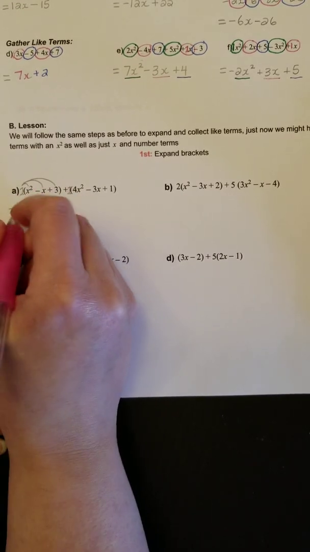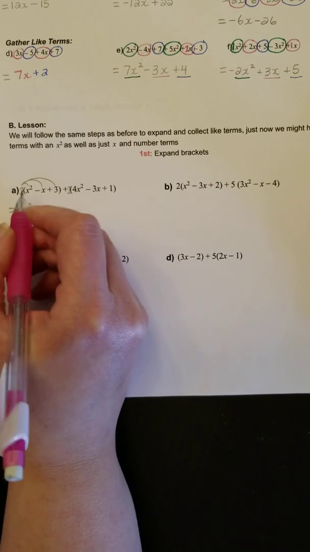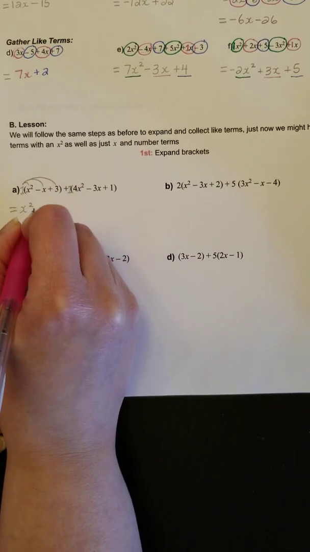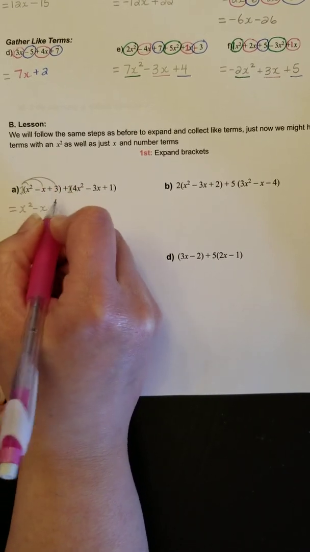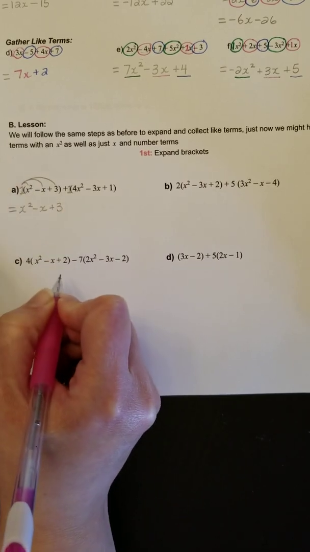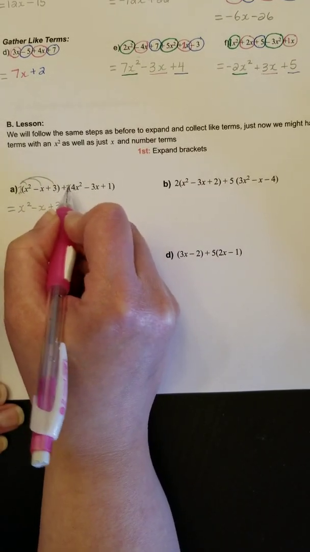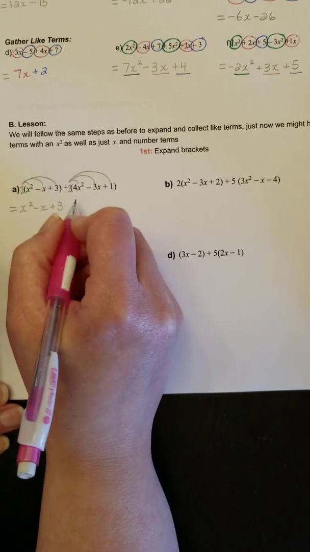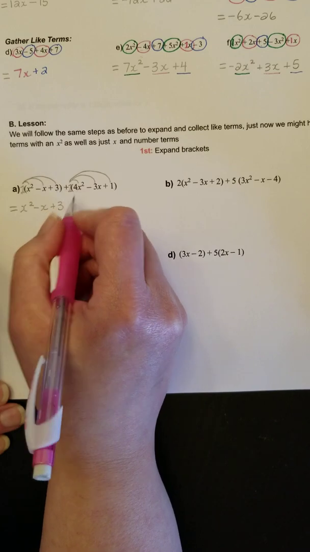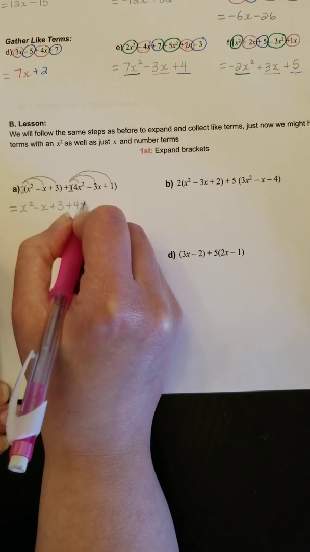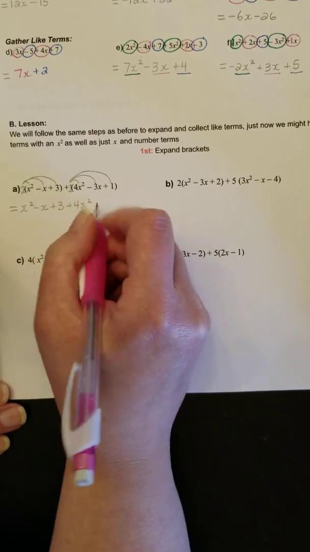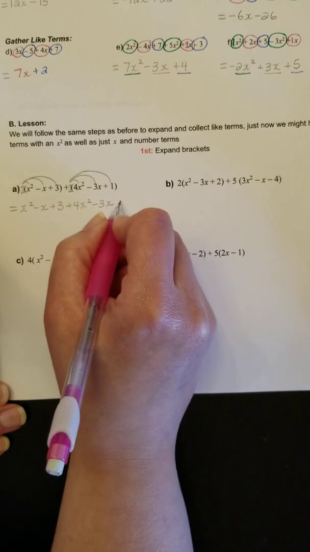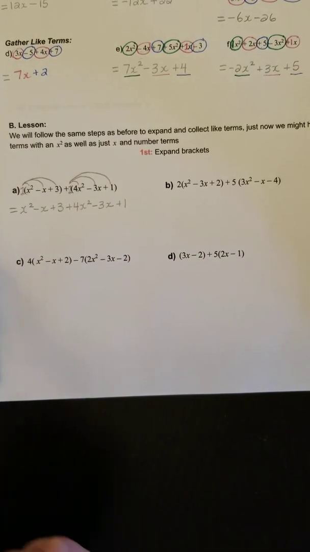So 1 times x squared is x squared. Remember, anything times 1 just stays the same. It's itself. 1 times negative x is negative x, and 1 times 3 is plus 3. Same idea for the next bracket. I have a 1 out front, even if nothing's there, and I'm going to multiply it through to everything in the bracket. So 1 times 4x squared is plus 4x squared. 1 times negative 3x is minus 3x. And 1 times 1 is 1. So they just all stayed the same.